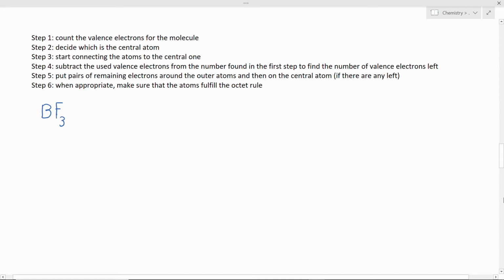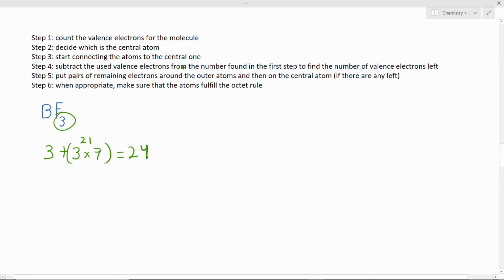Now let's do another example, boron trifluoride. So for step 1, we want to count the valence electrons for the molecule. So for boron, we have 3 valence electrons because the atom is in group 3. And then we have fluorine, which has 7 electrons, which is times 3 because there are 3 atoms of fluorine. So 3 times 7 valence electrons, and we add those numbers. So here is 21. So 3 plus 21 is 24 valence electrons we have in this molecule. Now, for step 2.